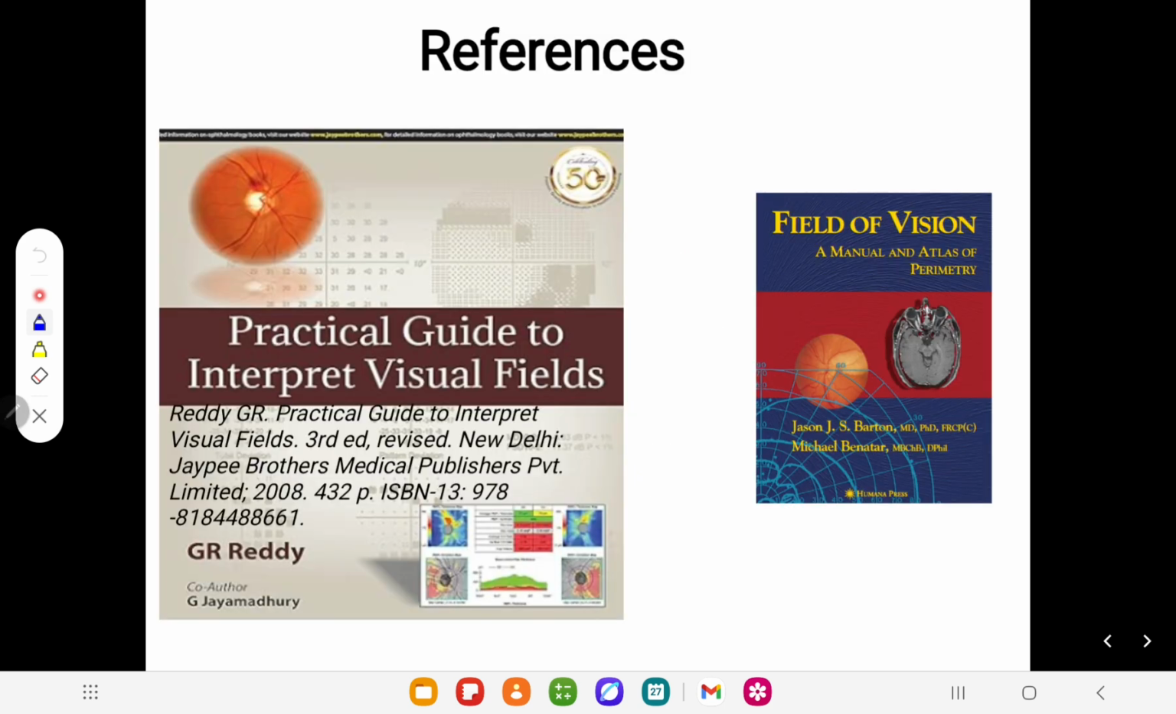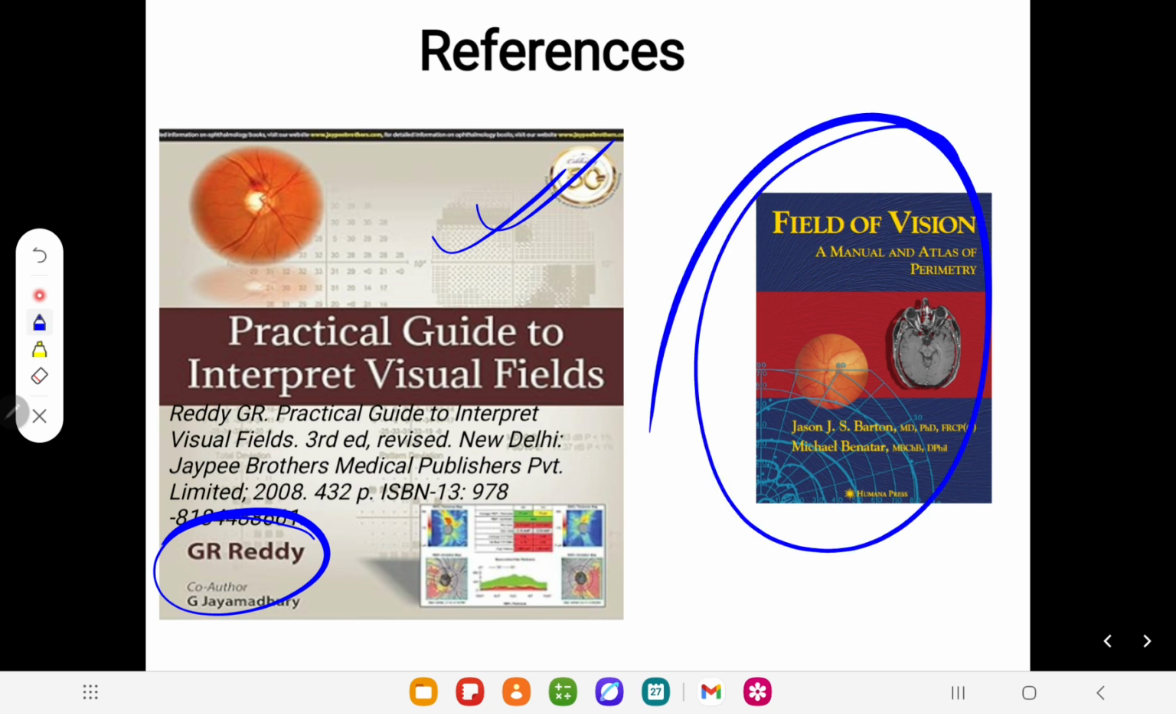Okay. So again, I have already told you I'm a big fan of G.R. Reddy's book. Just buy this book, and see these printouts in your hand. It will be very great. Okay, so this is also another great book.